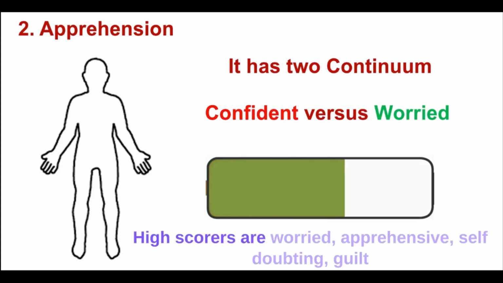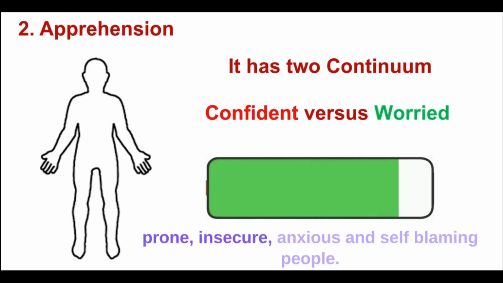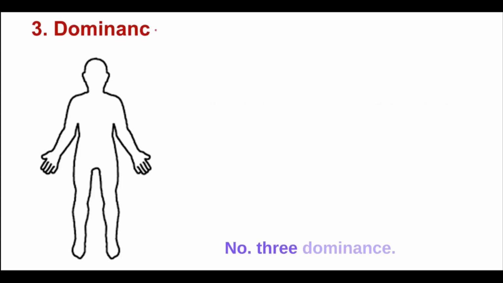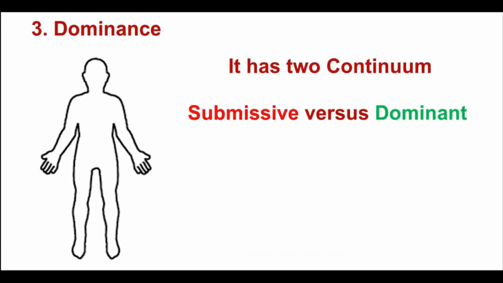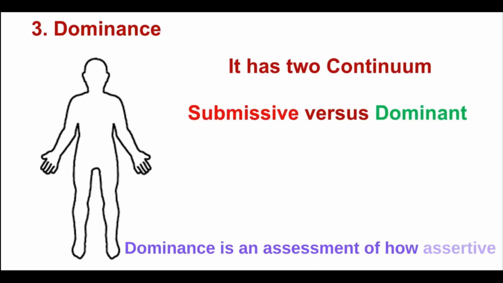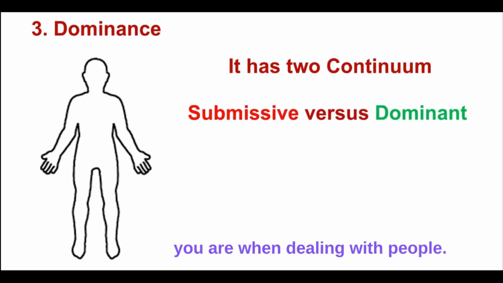High scorers are worried, apprehensive, self-doubting, guilt-prone, insecure, anxious, and self-blaming people. Number 3, dominance. This is submissive versus dominant. Dominance is an assessment of how assertive you are when dealing with people.